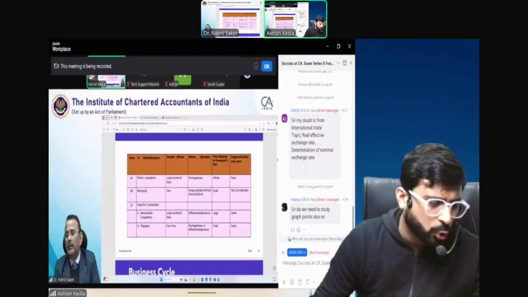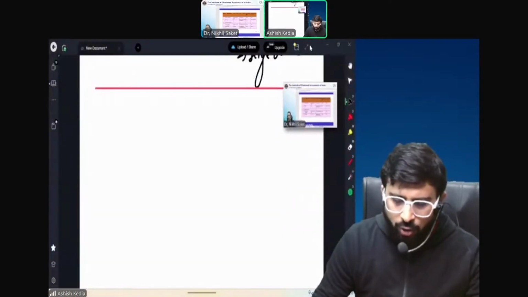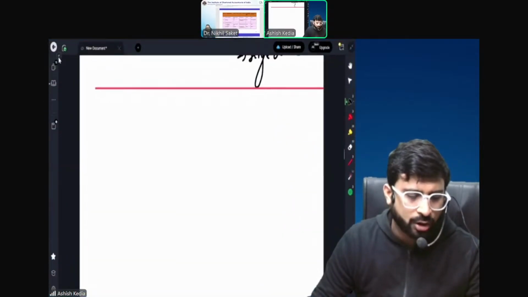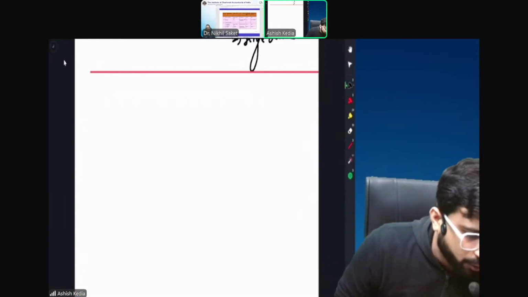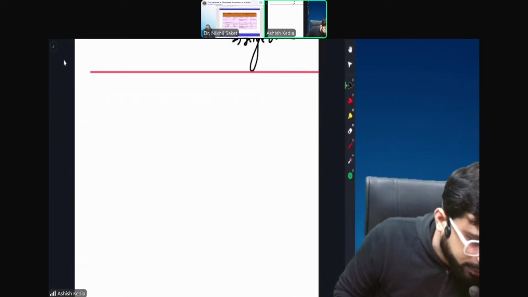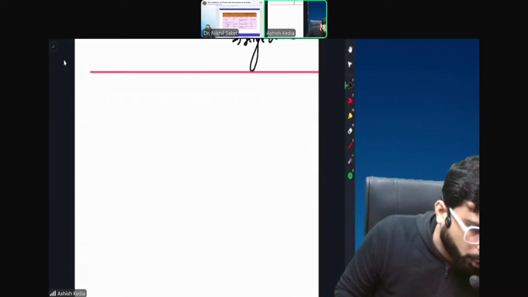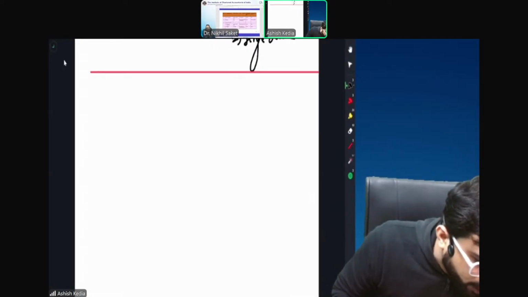Ananya asks, sir, do we need to study graph points also? Yes Ananya, go through graph points, because at the end of the day, we are economics students. Without graphs, we are not very sure what the institute may ask. So I will definitely be in favor of going through graphs. In fact, you should. Obviously, nobody is going to ask you to draw graphs in the exam. It's an MCQ exam after all. But you never know what question one may ask. So don't ignore that.